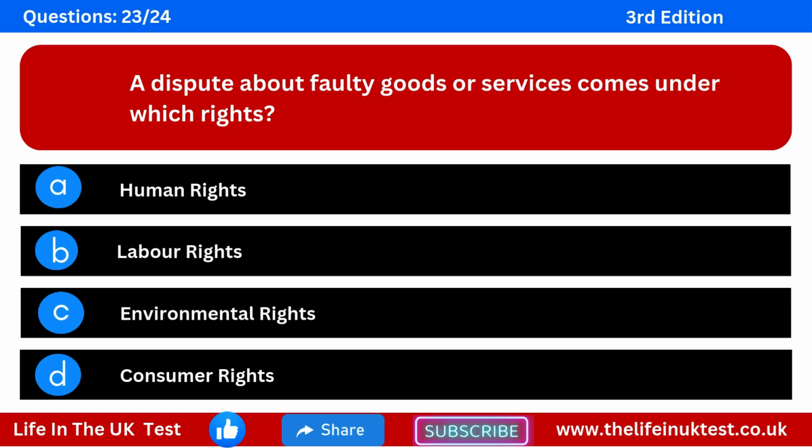Question 23. A dispute about faulty goods or services comes under which rights? Option A, human rights. Option B, labour rights. Option C, environmental rights. Option D, consumer rights.